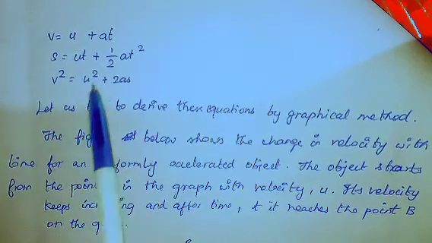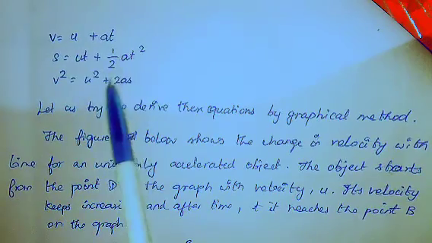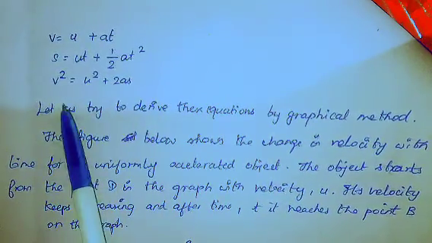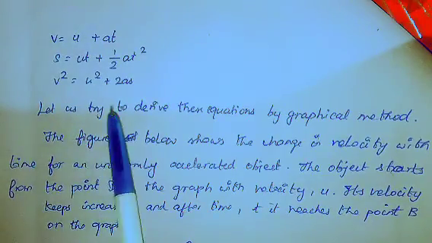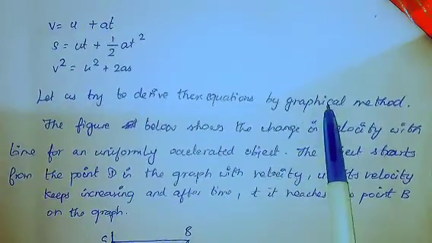v equal to u plus at, s equal to ut plus 1 by 2 at power 2, v power 2 equal to u power 2 plus 2as. Let us try to derive these equations by the graphical method.